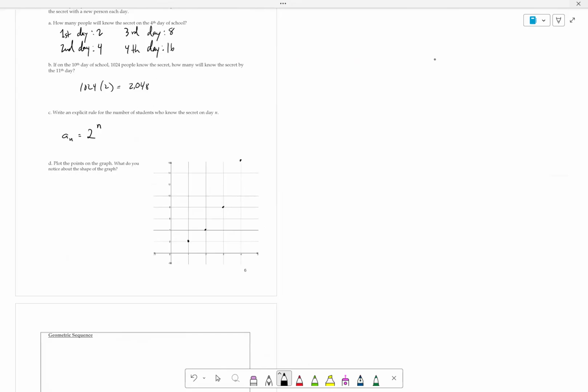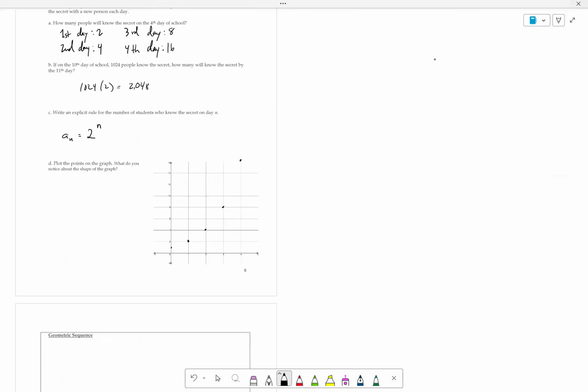What happened on day 0? How many people knew it? Then just one, right? Just Quentin knew, because it was day 1 when he shared. So before he shared it, we could consider that day 0. Do you recognize this shape? Yeah, it's like a half parabola. Would it be appropriate to connect the dots?